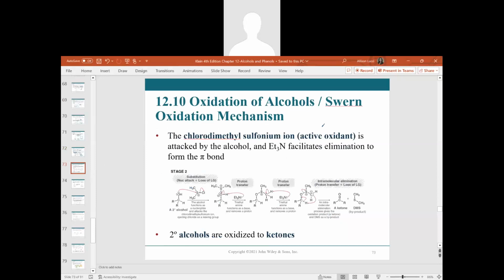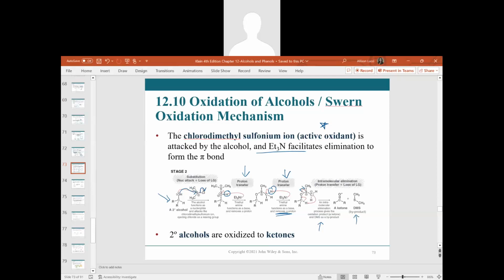So this is what is believed to be the mechanism to form this oxidant. And this active oxidant that we just formed, this chlorodimethyl sulfonium ion, is attacked by our alcohol. So here's our alcohol, there's the attack, and loss of leaving group occurs in this substitution here. So we see that SN2 process happen. Then we have a proton transfer step, which is facilitated by our triethylamine. This is functioning as a base to grab this proton here. Then we have another proton transfer that occurs once more, and triethylamine again is functioning as a base, now to grab this proton. And we have this intramolecular elimination that occurs, and we will expel this as a leaving group. So we produce a ketone and DMS, dimethyl sulfide, as our byproduct.